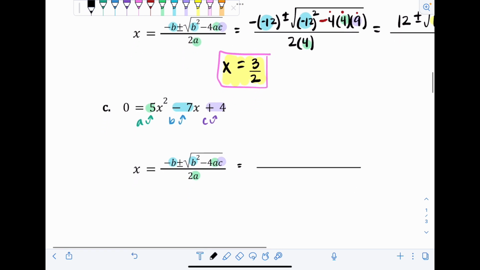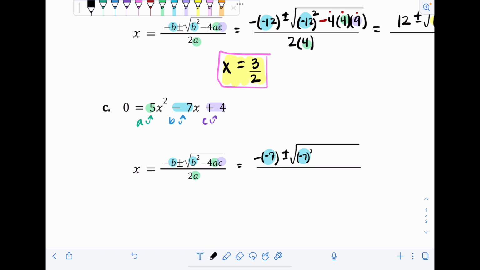So the formula starts off with negative B. So B is negative 7, so it'll be another double negative. So negative, -7. The first negative is from the formula. The second one is from what b is. And then plus or minus the square root of b squared. So -7 squared minus 4 times a, so times 5, times c, so times 4. And then all over 2 times a, so 2 times 5.